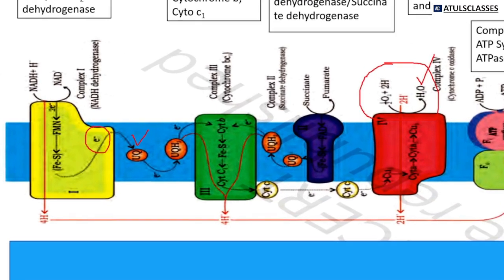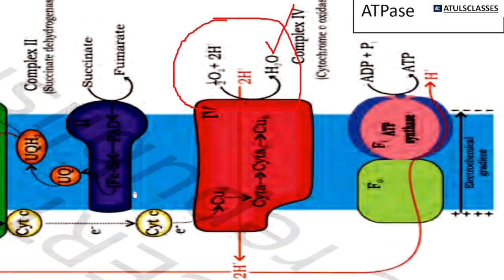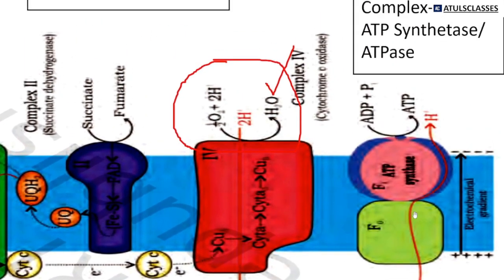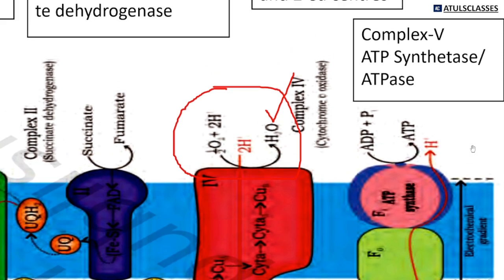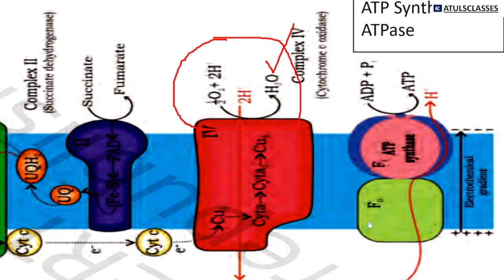The last complex in this is complex number 5, and it has an important role to convert NADH and FADH2 into ATP. The thing that is happening here is that this is the ATP synthetase enzyme, or ATPase, which has 2 important components, F0 and F1 particles. F0 is embedded in the membrane, and the F1 comes out from this F0 particle.